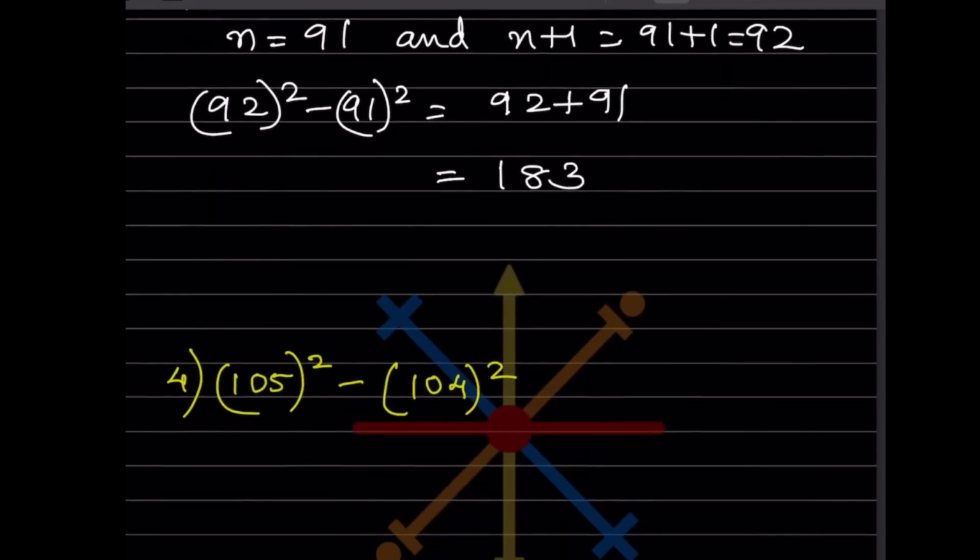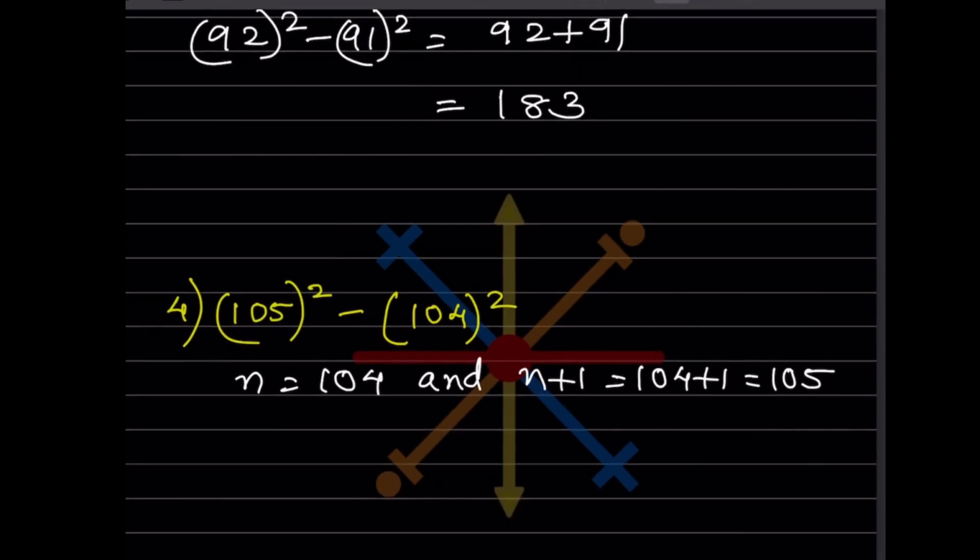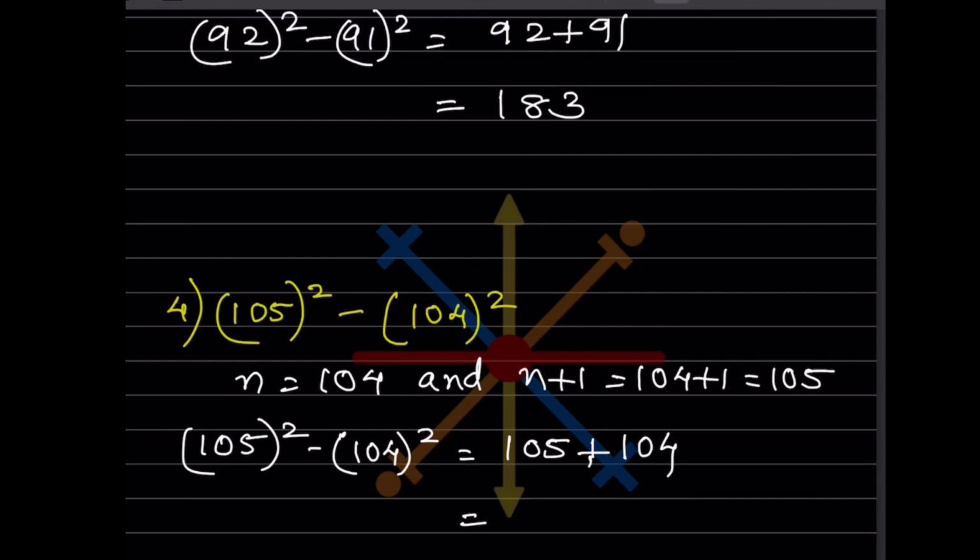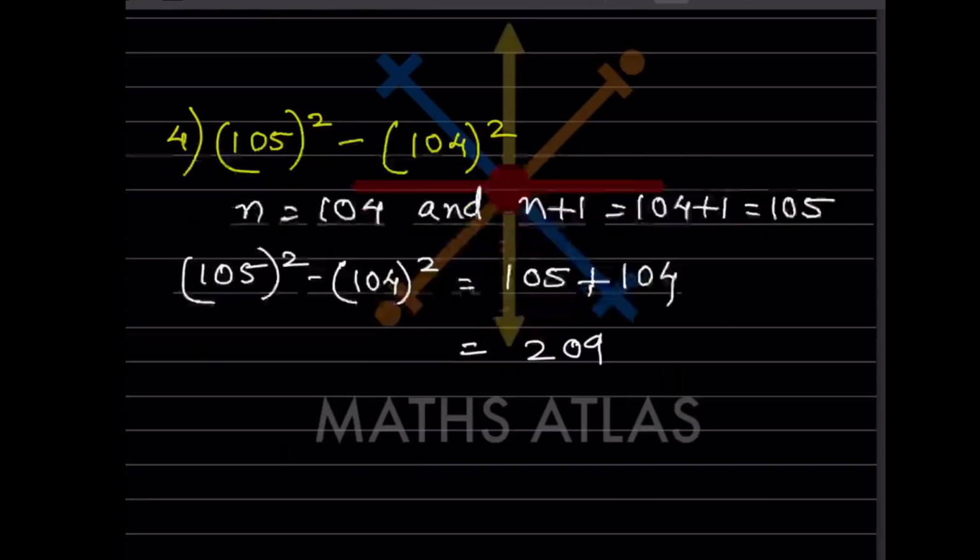Now we will look for this one. Here n is 104 and n plus 1 is 104 plus 1, that is 105. So what are you going to write here? 105 square minus 104 square, that is going to be what? N plus 1, that is 105 and plus n. So this is going to be 104. So the answer is 209.